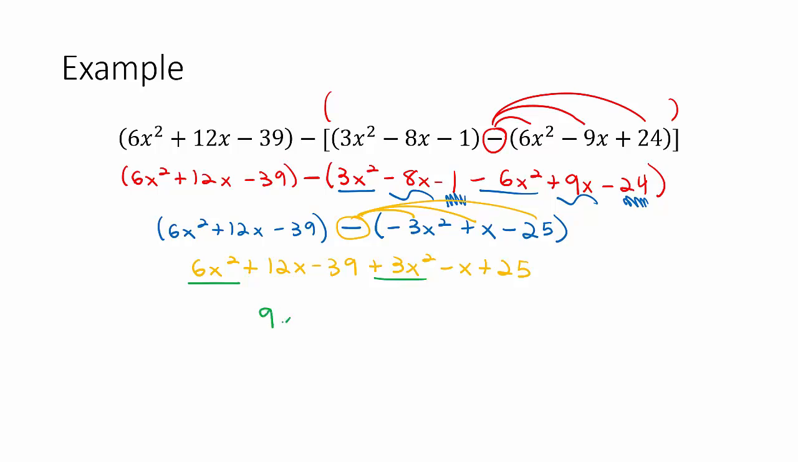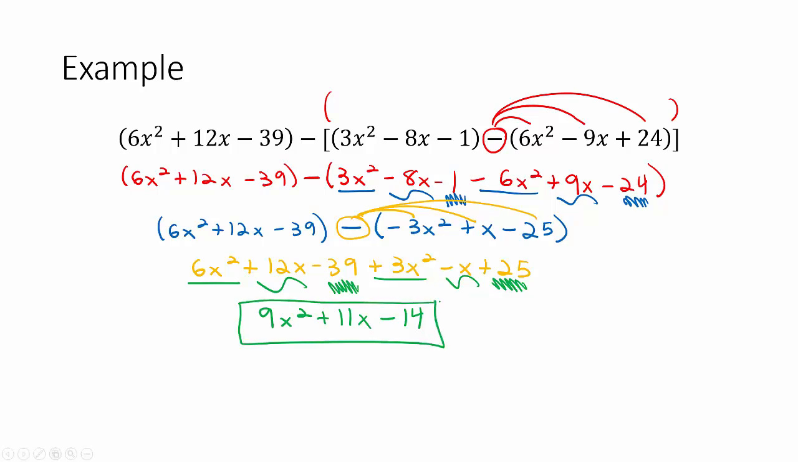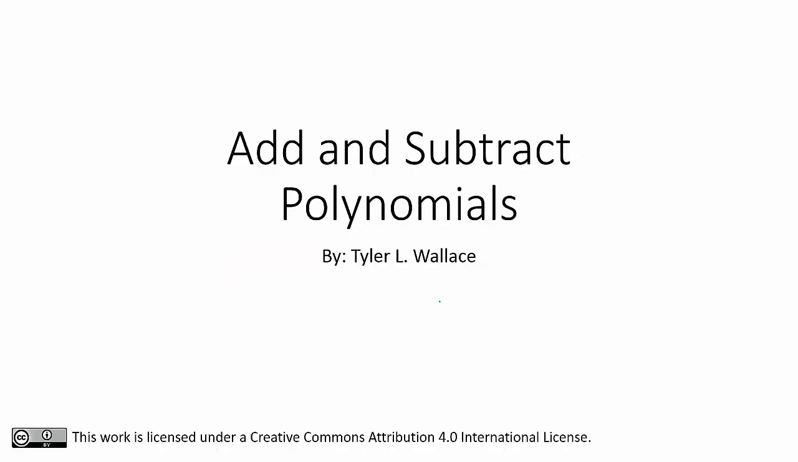6 plus 3 is 9x squared. 12 minus 1 is 11x. And negative 39 plus 25 is negative 14. And now we have simplified that polynomial by adding and subtracting to get 9x squared plus 11x minus 14. The big thing with adding and subtracting polynomials is if we're subtracting, make sure that negative distributes through the entire parentheses. And then we're just combining like terms from there.